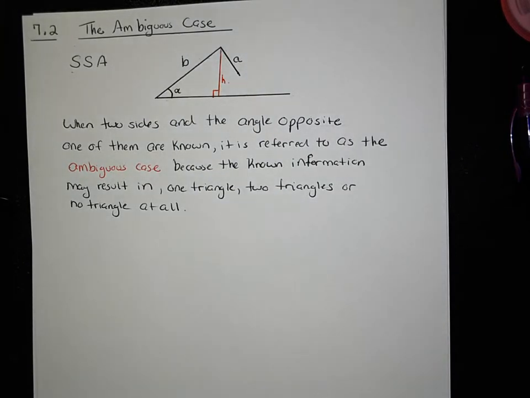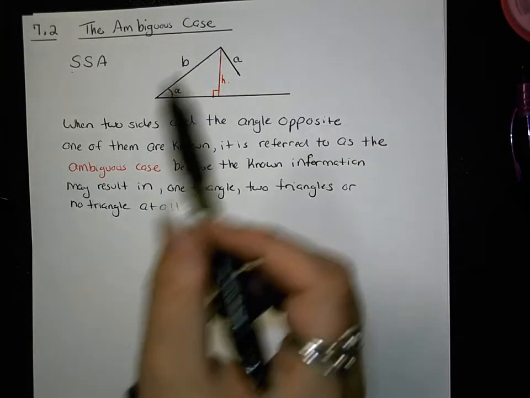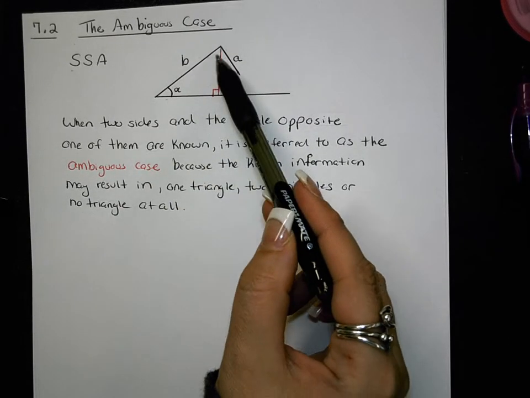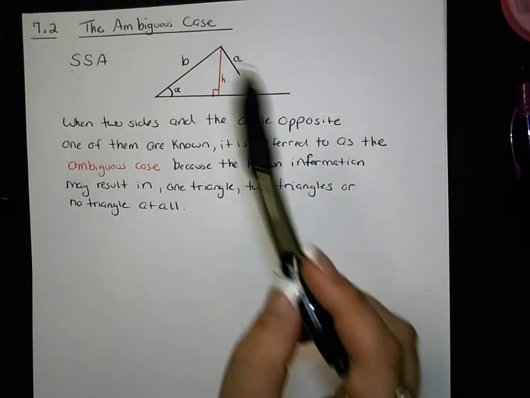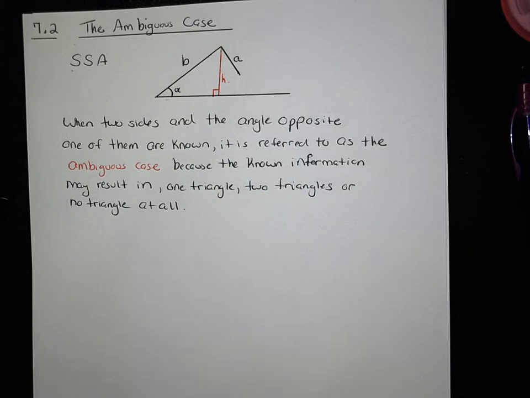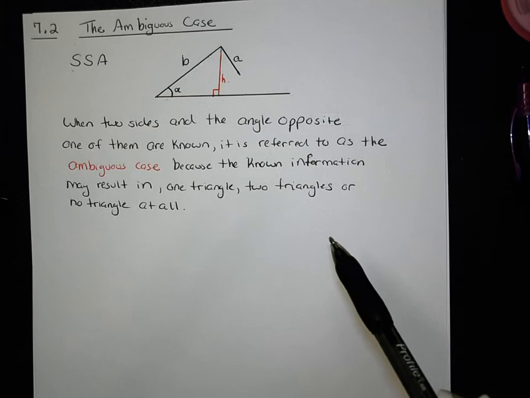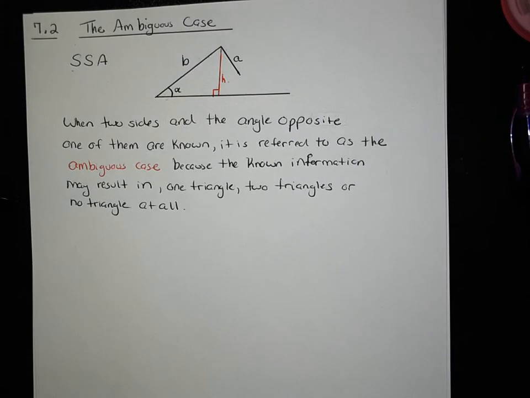So in pre-calc, when we know two sides and the angle opposite one of them, not the included angle, not the angle in between them, so either this angle here or an angle over here, it doesn't matter which one, we refer to it as the ambiguous case, because this known information can result in either one triangle, two triangles, or no triangle at all.